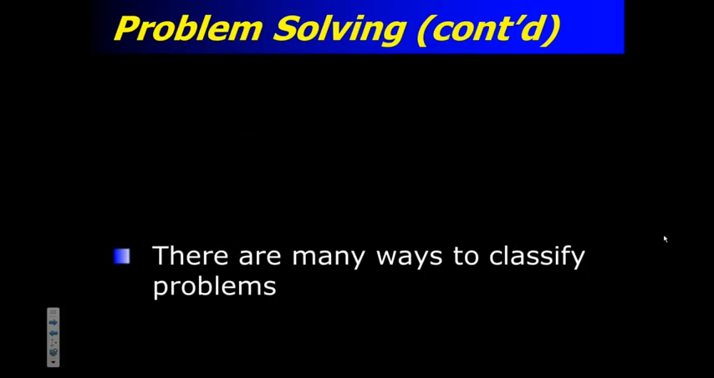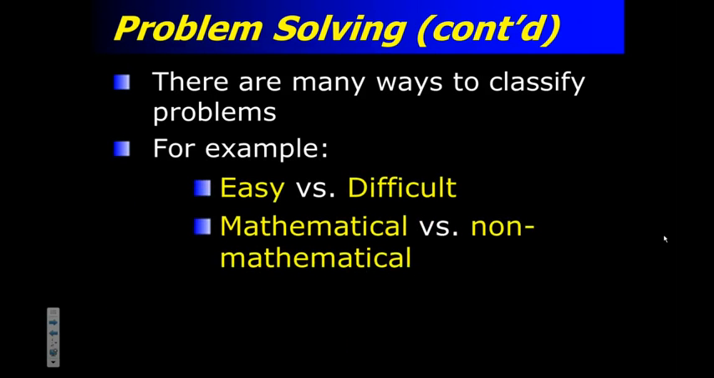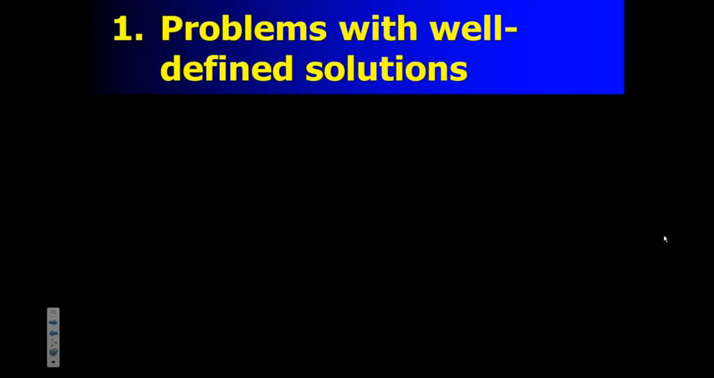But before we do, let's take a look at problems themselves, and one way we could classify problems. So for example, we could say, this is a hard problem. This is an easy problem. This is a problem that I might need math to solve, and this is one that I don't need math to solve. There are lots of ways you could classify problems. But one way you could classify them is according to their solutions. So I'm going to present 4 ways to do that. Okay? Classify the problems based on solutions.